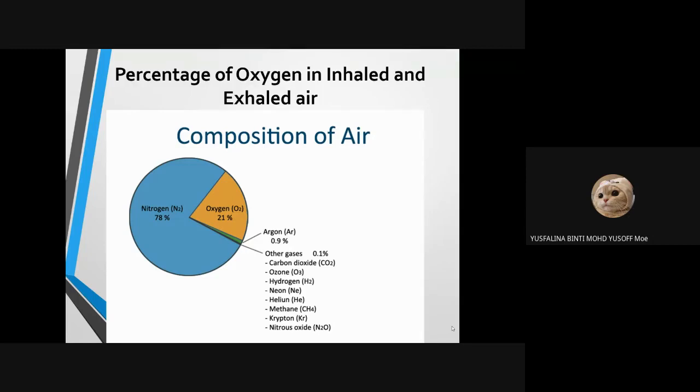I think in Form 1 you already learned about the composition of air, right? So how much is the oxygen, what is the nitrogen? Actually, this one is quite the same. Nitrogen is 78% and oxygen is 21%. Argon is 0.9% and other gases is 0.1%. So this is the composition of air.